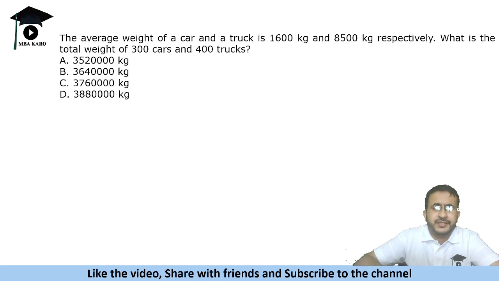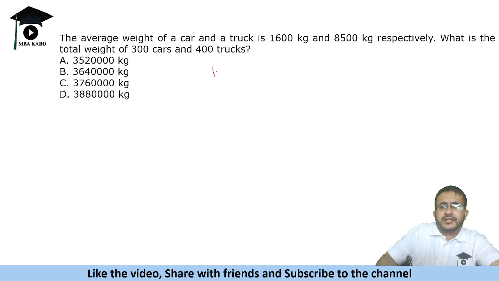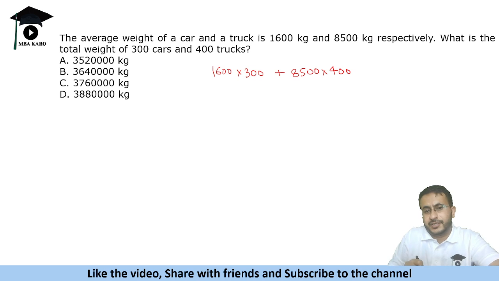So suppose there is a problem which says that average weight of a car and a truck is 1600 and 8500 kg respectively. What is the weight of 300 cars and 400 trucks? Okay. Now if you see this, we need to multiply. What is the calculation that is needed? 1600 kg is weight of one car. Okay. So we have to multiply by 300 plus 8500 kg is the weight of one truck, and we have to find for 400 trucks.